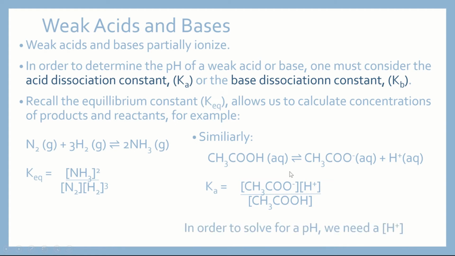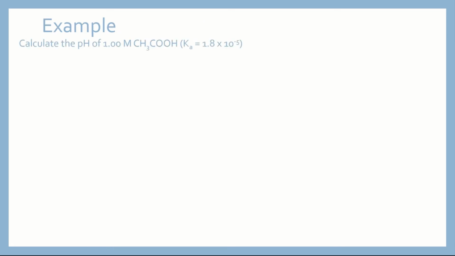So in order to solve for the pH, we need the H plus concentration. If we're looking for the pH of a weak acid, we're trying to find the concentration of H plus, the concentration of one of the products. Well, this sounds a lot like an ice table. Hooray! Here's the type of question we're looking for. Calculate the pH of 1 molar ethanoic acid. They gave us the Ka, 1.8 times 10 to the negative 5th.